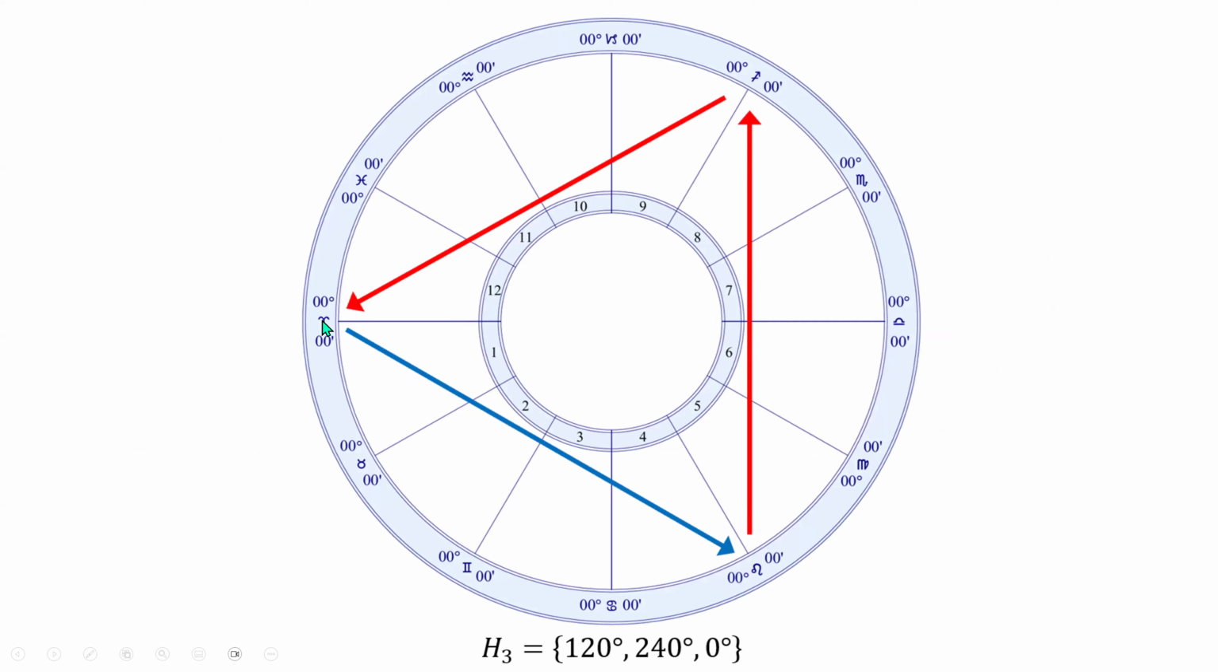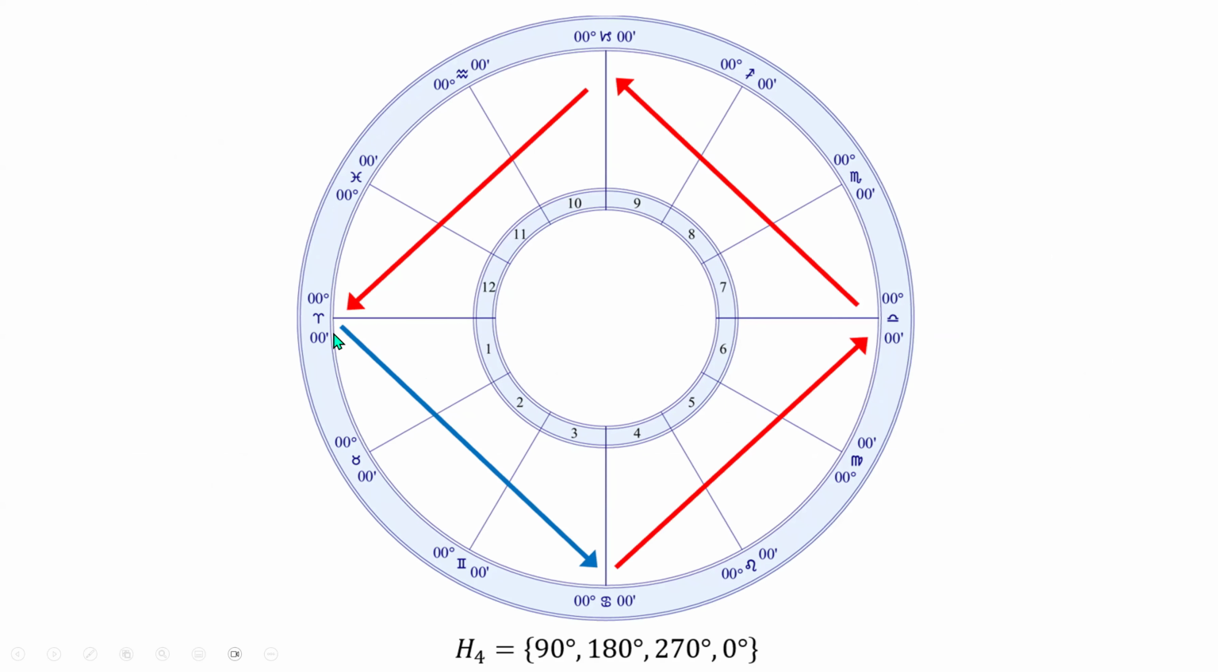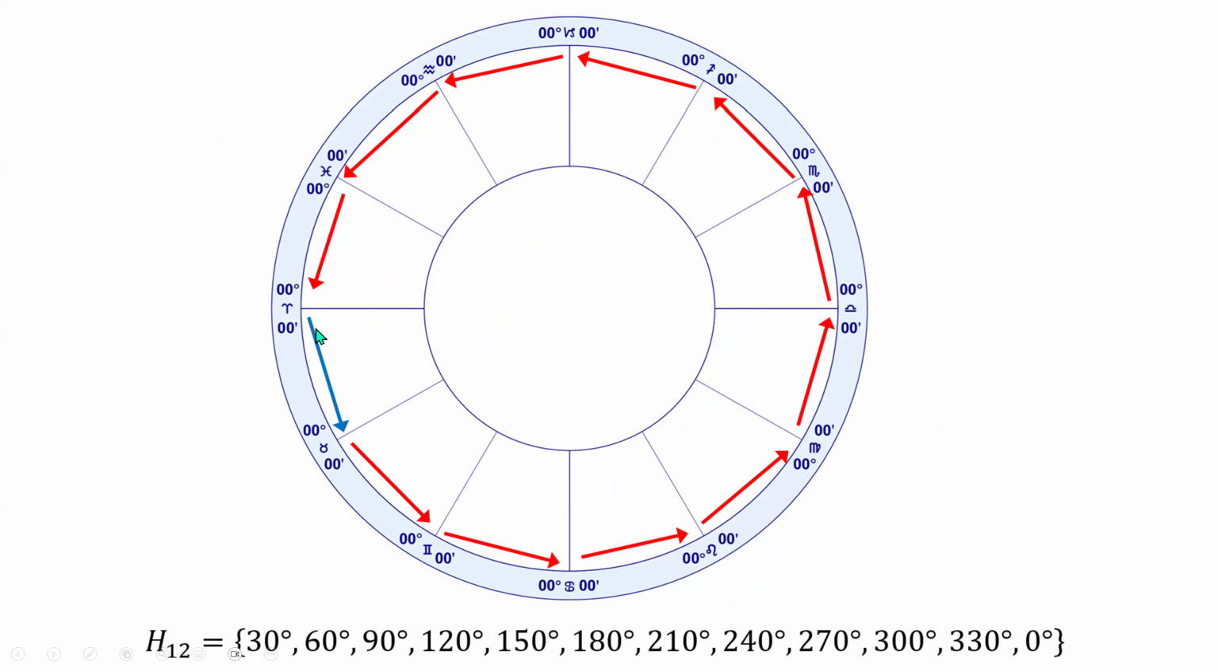So starting at 0 degrees Aries for the 3 harmonic, this first angle is 120 degrees, followed by 240 degrees, and then we get back to 0 degrees. For h sub 4, we begin with our root harmonic angle of 90 degrees, then go to 180, 270, and back to 0 degrees. And for h sub 12, our root harmonic angle is going to be 30 degrees, and we just go around in 12 increments of 30 degrees, and eventually we get back to 0 degrees.